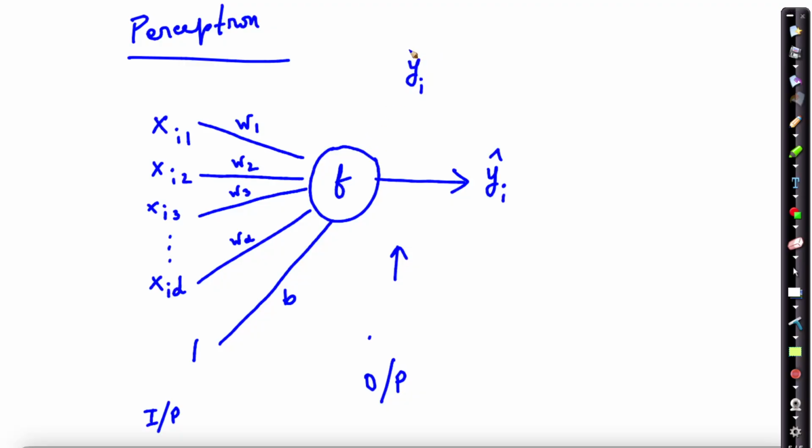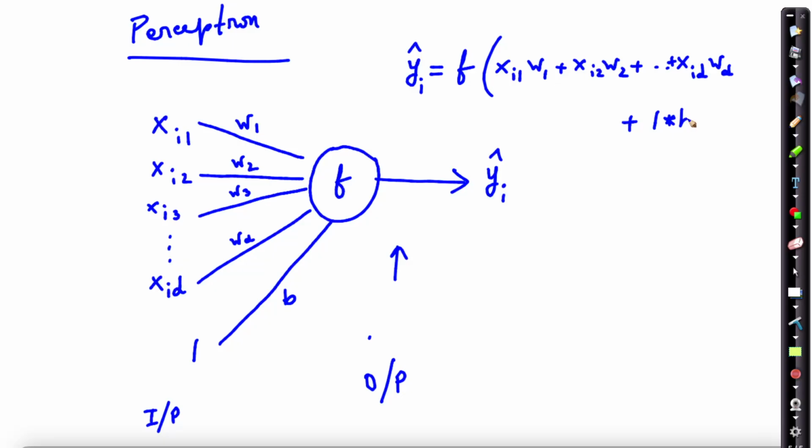So how do you find yi hat? We find it as f of the sum of products: xi1 into w1, plus xi2 into w2, and so on up to xid wd, plus 1 into b. This is how we find the yi hat. We can write it as f of w transpose xi plus b. It is similar, right? This is the yi hat.